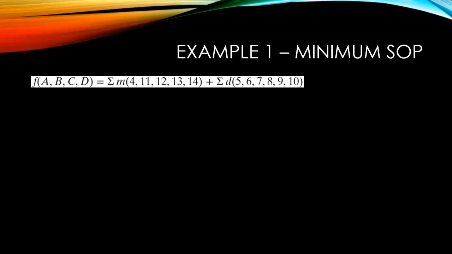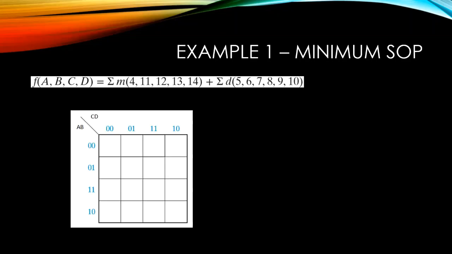So let's go back to the function. 4 variables means a 4 by 4 matrix. AB will be used to represent the rows and CD the columns. Now let's plot the min-term list first. So we have 4, 11, 12, 13, 14. And for the don't care, again, X will be used to represent don't care in our K-map: 5, 6, 7, 8, 9, 10.